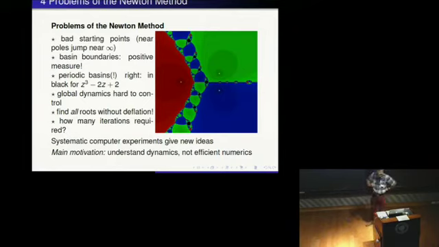So indeed, the global dynamics is hard to control, it's chaotic. But even if we knew that almost every starting point converged to some of the roots, we want to find all the roots. And we want to do that without deflation. Just in one shot, find the roots all the time. And for polynomials, in the end, I'll talk about polynomials of degree 1,000,000 and higher. Of course, we did this with systematic computer experiments.